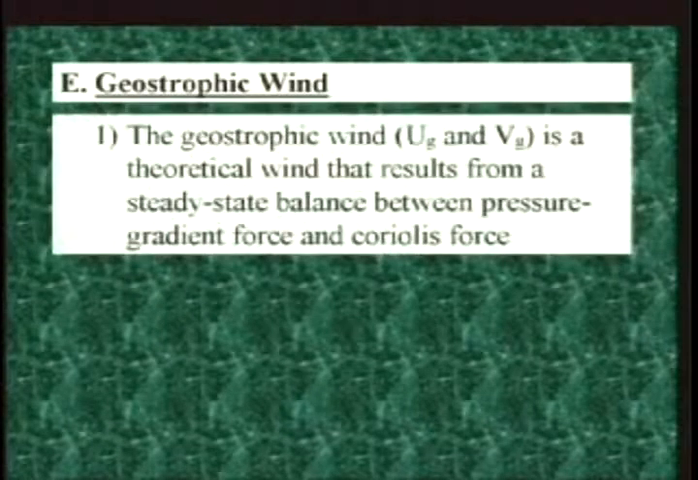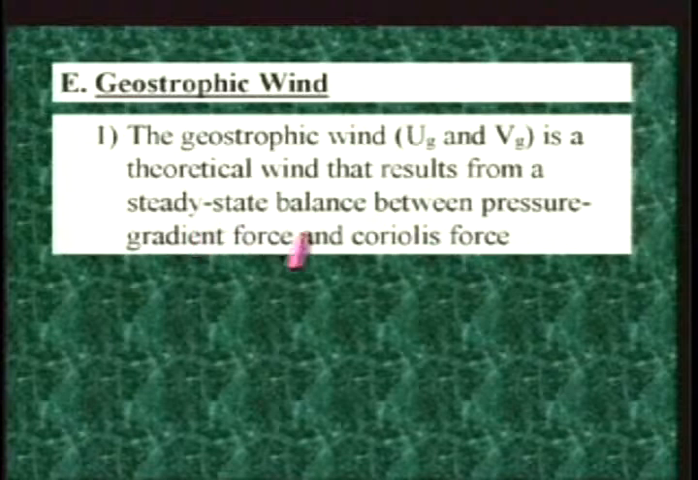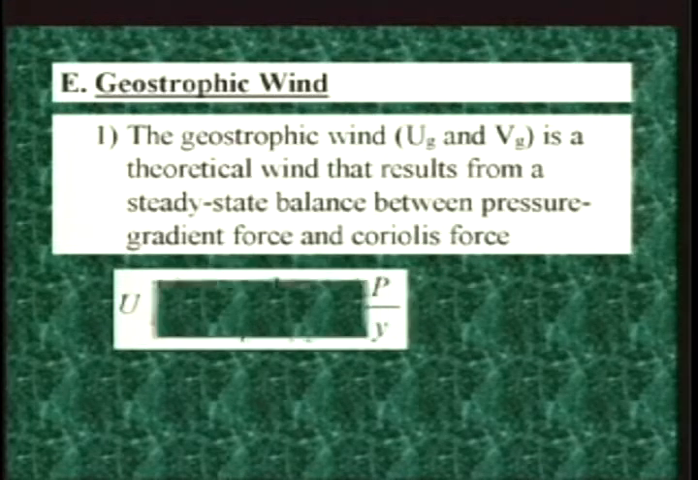Geostrophic wind. Again, we cover this in synoptic meteorology, so I'm just going to recap it here. Geostrophic wind, represented by UG and VG. Again, there's two of everything in meteorology. We have to look at it in both directions. It is a theoretical wind that results from a steady state balance between pressure gradient forces and the Coriolis force. So it's a steady state balance.